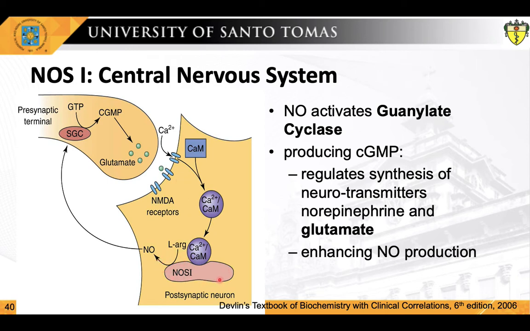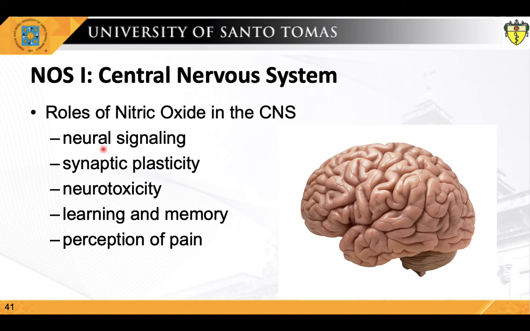It is worthwhile to note that nitric oxide is synthesized on demand, is not stored in vesicles, and freely diffuses across membranes. Its action is not terminated by degradation or reuptake, but removed by interaction with its target, which is an intracellular messenger. Nitric oxide produced by neuronal nitric oxide synthase, or NOS1, is responsible for various physiological effects. Nitric oxide produced in the central nervous system has been implicated in neural signaling, synaptic plasticity, neurotoxicity, learning and memory, and the perception of pain.